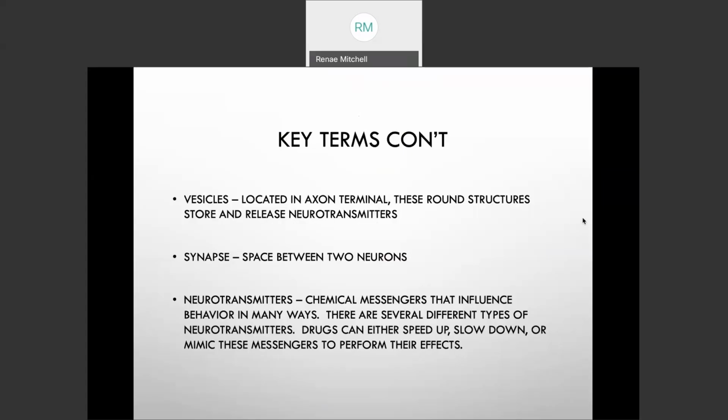And this is where drugs can really impact the brain. In the last lecture I mentioned that some drugs can just kill neurons in a certain brain area. So boom, just killing brain cells. Another way that drugs can impact the brain is through neurotransmitters, either speeding up, slowing down, mimicking, or blocking the performance of these neurotransmitters.